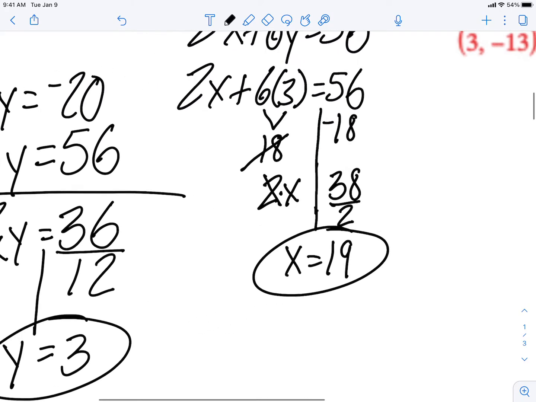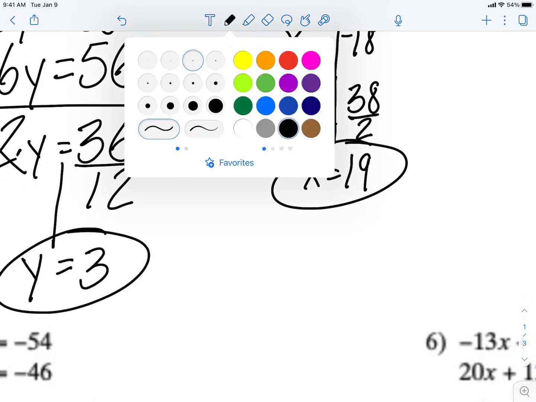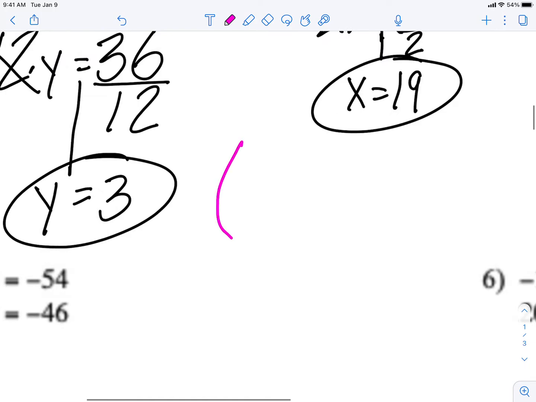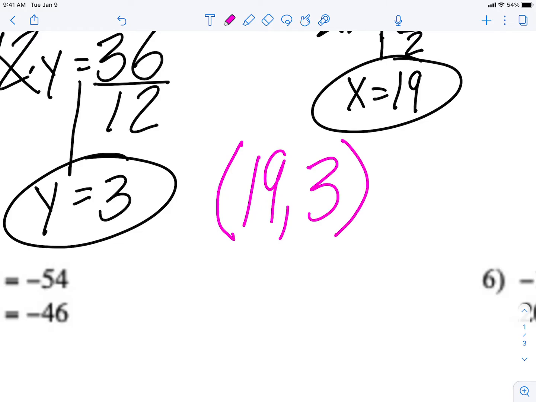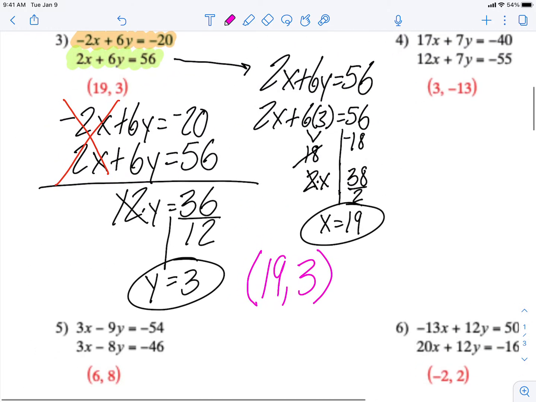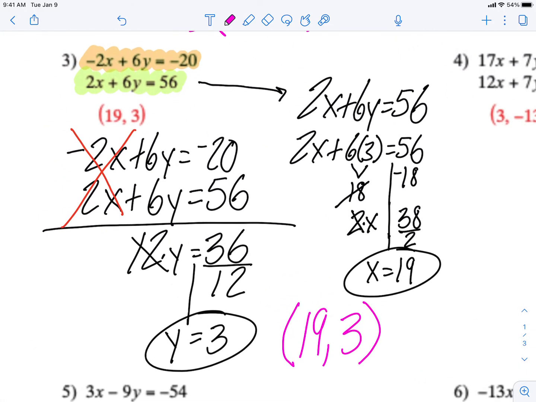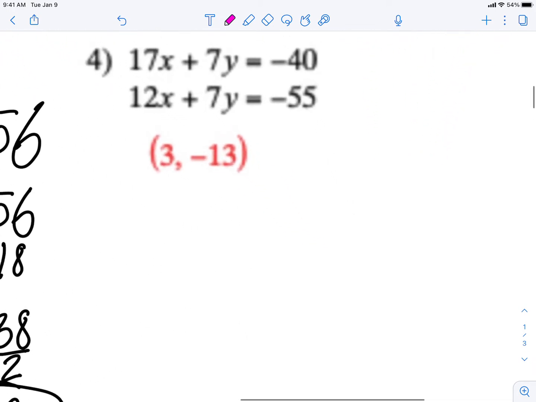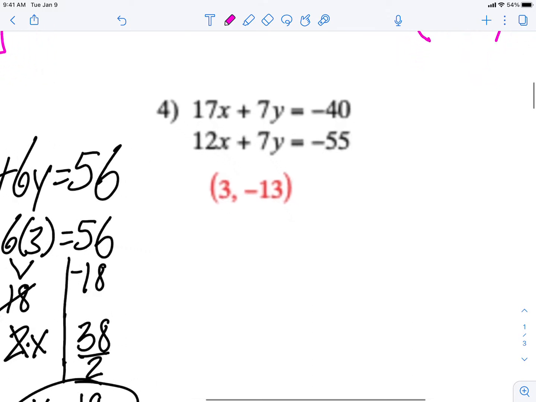Remember, use a calculator. Nothing wrong with using a calculator to get your answers, right? So my solution is x comma y. X is 19. Y is 3. There we go. That matches the solution there, right? In red there. Perfect. Again, if I'm going too slow, please slow down the video or rewind, right, to make sure that you're getting this. But if you're noticing, it's the same steps every single time.